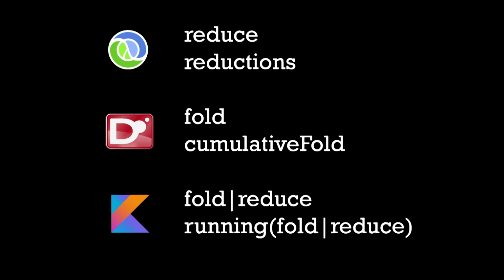So Clojure is a Lisp. Its reduction is reduce, and its scan algorithm is called reductions. I don't know necessarily if I love reductions, but at least it makes the symmetry recognized in the names. D has fold and cumulative fold, and Kotlin more recently, I think they used to call their reduce, reduce and fold, and then they had scan reduce and scan fold, which I thought was terrible, but they actually switched those to now have fold and reduce and running fold and running reduce, which I think is much better than what they had before.